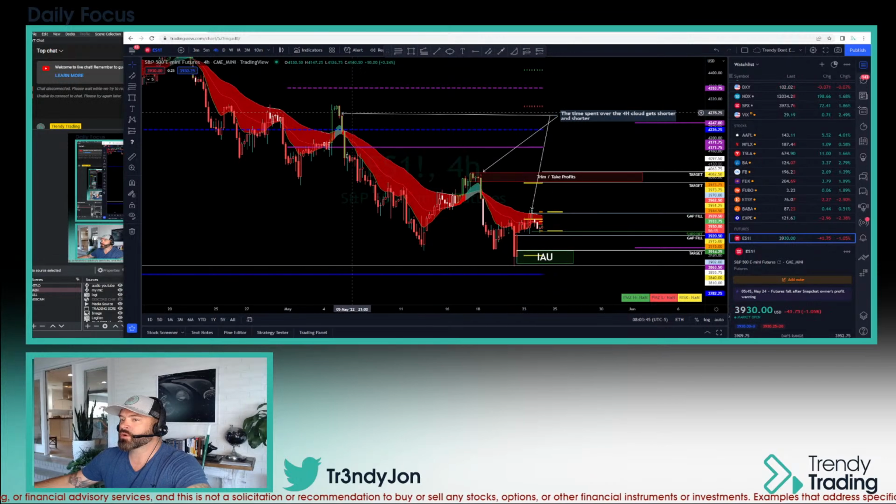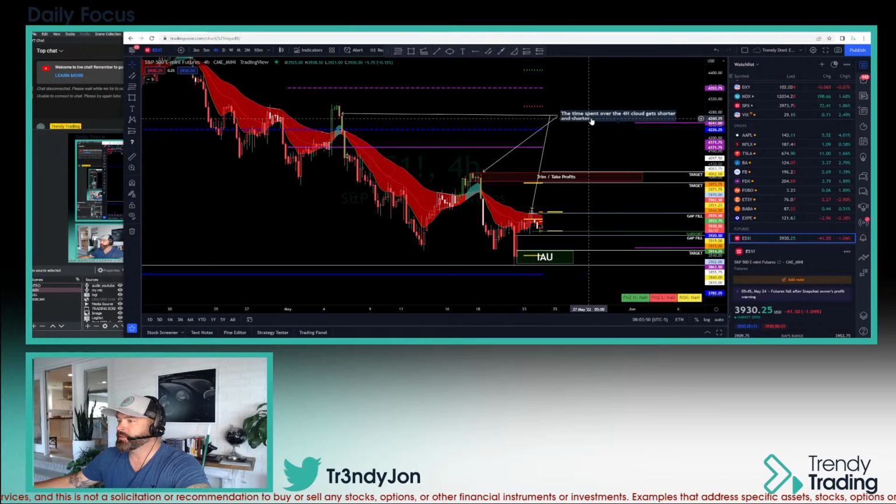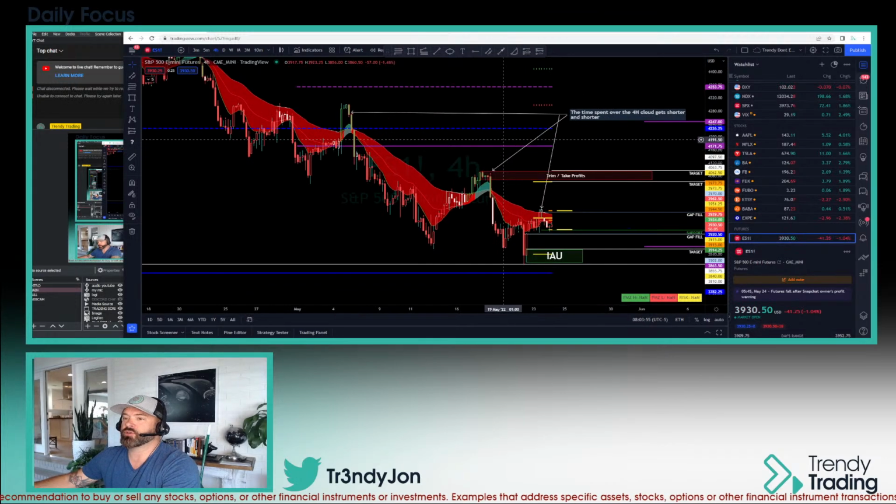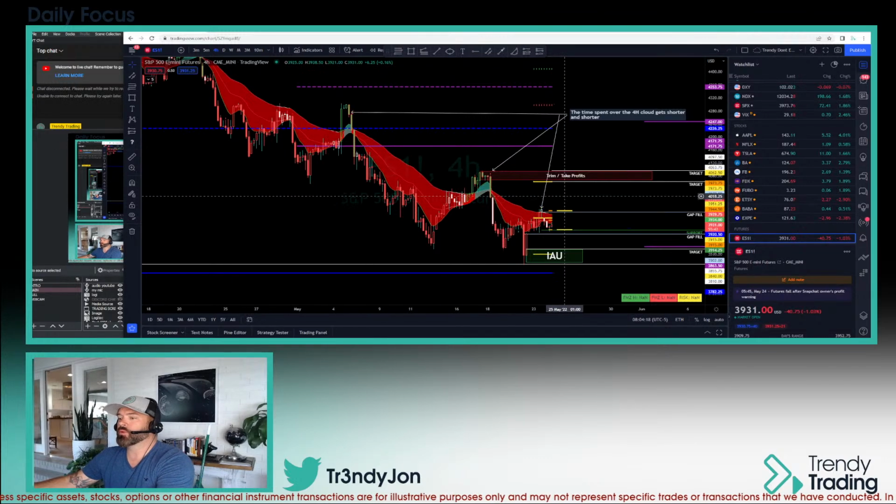Now, these 3 arrows, what I wanted to say here is that in this market, the time spent over the 4H cloud gets shorter and shorter. What I mean by that is if you come in here and you measure, you can see that the move out was explosive when it first happened, and it gets shorter, and it gets shorter. Notice that. Yes, we're creating lower highs, but we're also having an exhausted move over that 4H cloud. All right. So we wake up this morning.